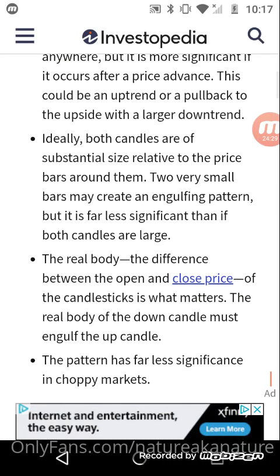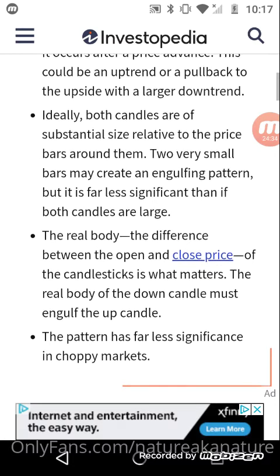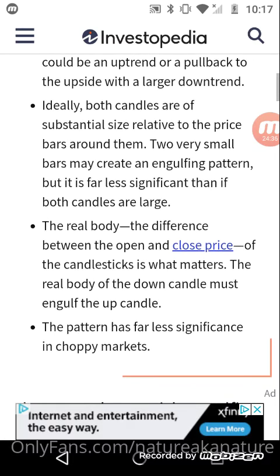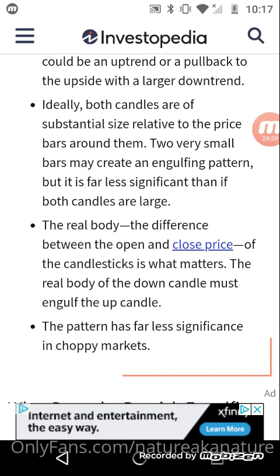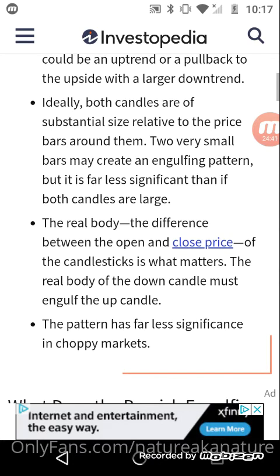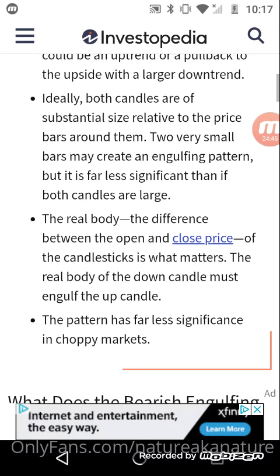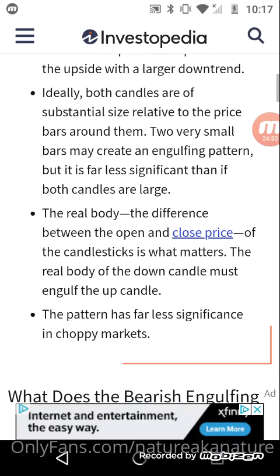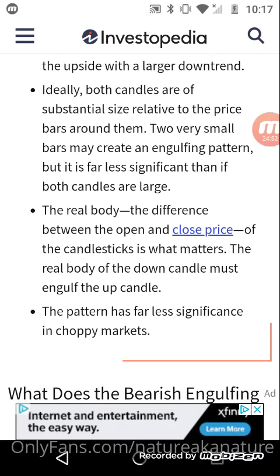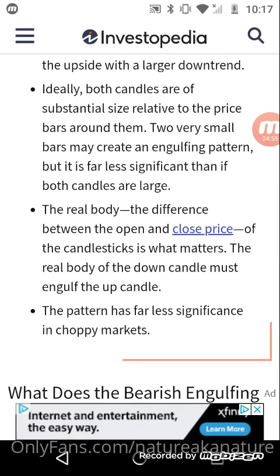This pattern has far less significance in choppy markets. Anything like if it's consolidating, then it's not going to be effective. It usually has to be on an uptrend or on a pullback for bearish engulfing patterns. Bearish means it's going down. It's a reversal. It's a downtrend reversal pattern, and it usually forms after a recent uptrend or a period of consolidation.